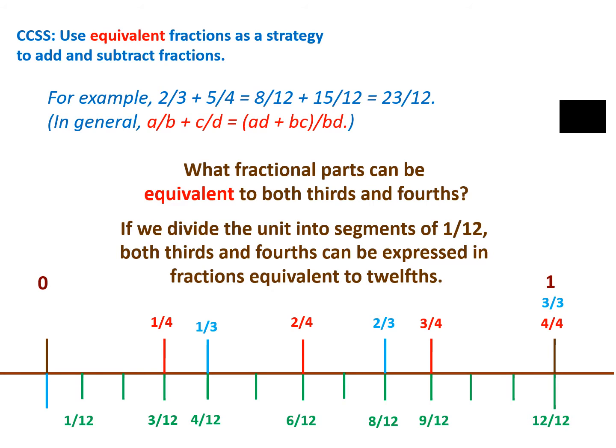Looking at the number line, we can ask children what fractional parts of a unit can be equivalent to both thirds and fourths. If we divide the unit into segments of 1/12, we can see that both thirds and fourths fall in the same place on the number line, which means that thirds and fourths can be expressed in fractions equivalent to twelfths.